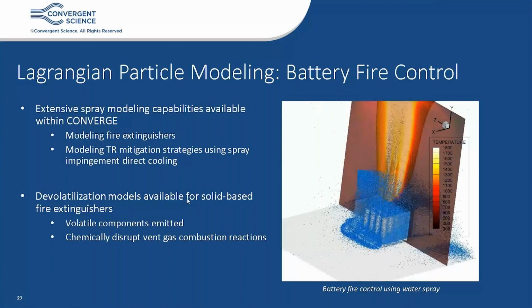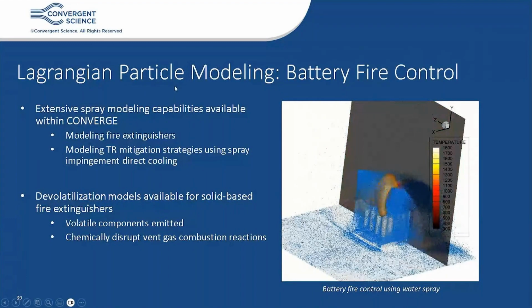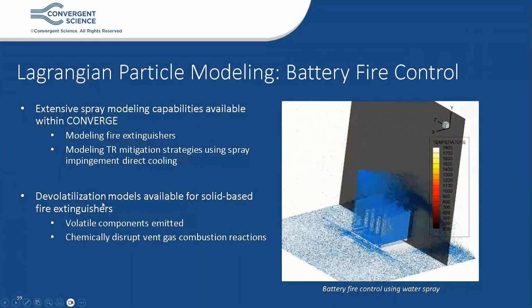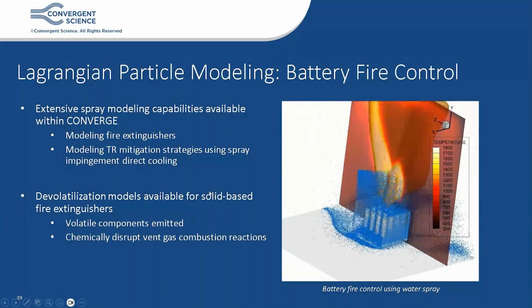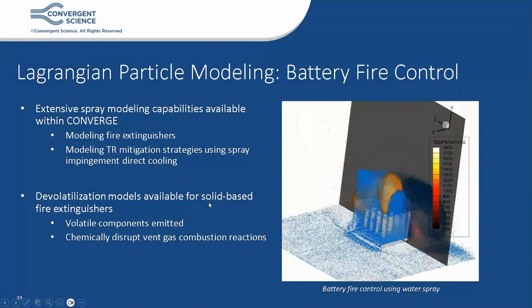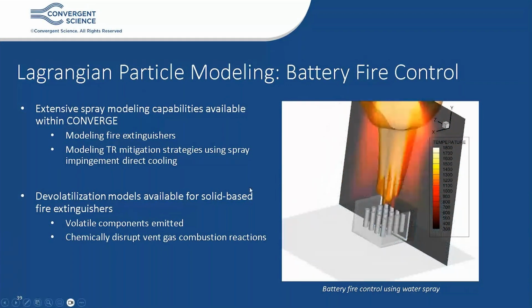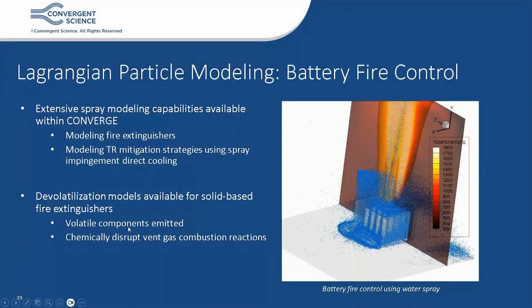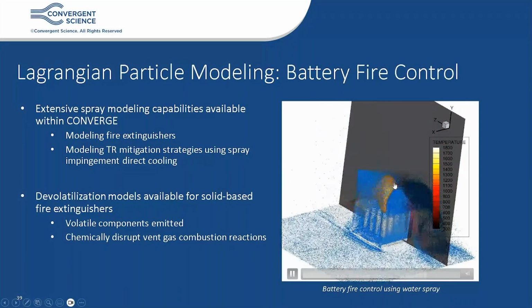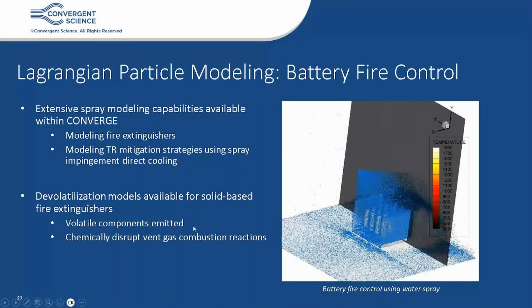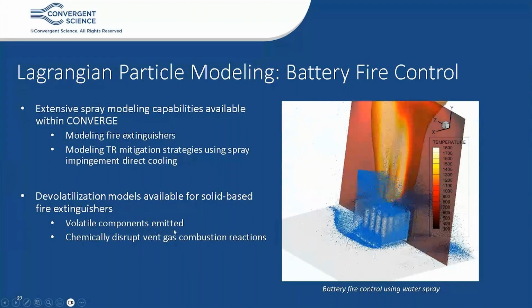We can also model solid-based particles using Lagrangian modeling approaches within CONVERGE, and we can include devolatilization models within CONVERGE. Using either constant rate or single rate kinetics, we can emit volatile components from those solid particles. These volatile components, when emitted, chemically disrupt the regular vent gas combustion reactions. And all those are included in your reaction mechanisms, which is solved by our SAGE detailed chemistry solver.